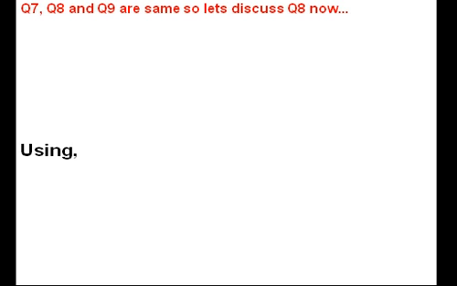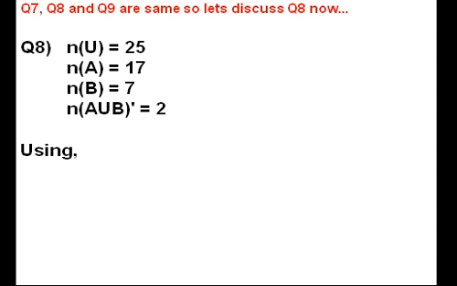Moving ahead, 7, 8, 9. These three questions are very similar. So let us discuss one of them, that is question number 8. In question number 8, again the cardinal numbers are given. The cardinal number of the universal set is 25, the cardinal number of A is 17, the cardinal number of B is 7, and the cardinal number of the complement of A union B is given, that is 2.